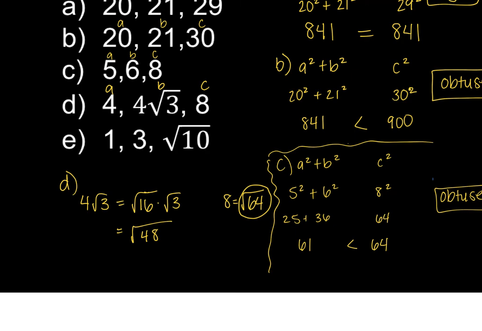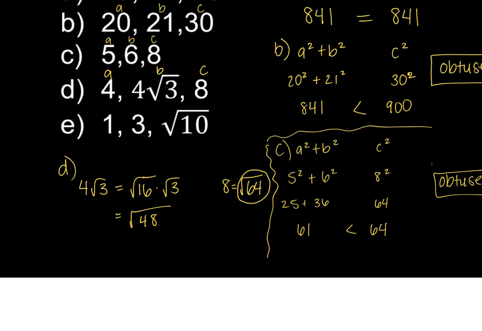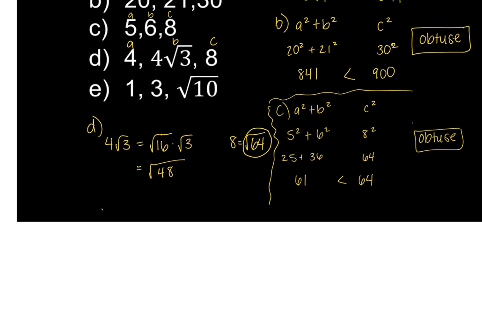Okay, so we've established what's A, what's B, and what's C. Now all we do is compare them. So we're going to take A squared plus B squared and compare it to C squared. A is 4 squared plus B, which is 4 root 3 squared, and we compare that with C squared, which is 8 squared. 4 squared is 16 plus the square gets distributed. So this is 4 squared times 3. And this is just 64 over here.